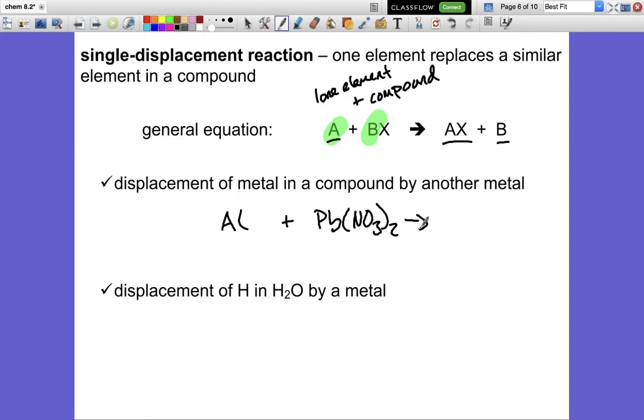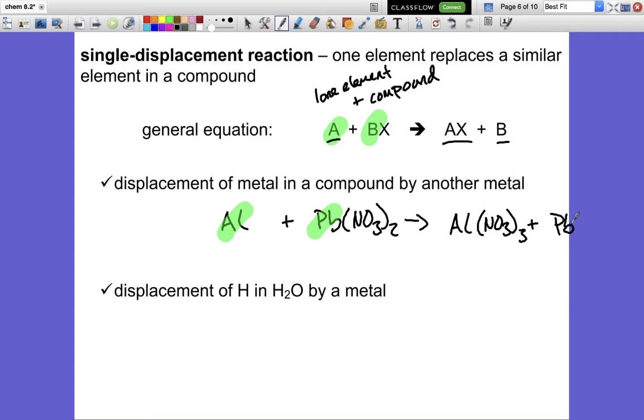But if I have this reaction here, lead's my metal. Aluminum's going to displace that lead. So I'll have an aluminum nitrate as a product instead of a lead nitrate. And aluminum has a different charge as an ion, so I have 3 nitrates to go with that aluminum instead of 2 with the lead. But then I displace the lead. The lead is going to be singular all by itself as the other product in this reaction.